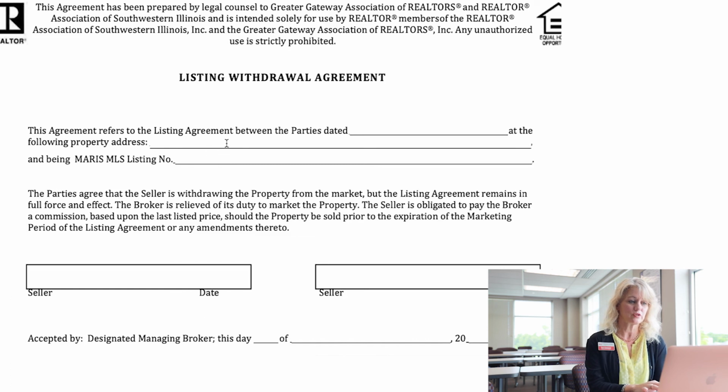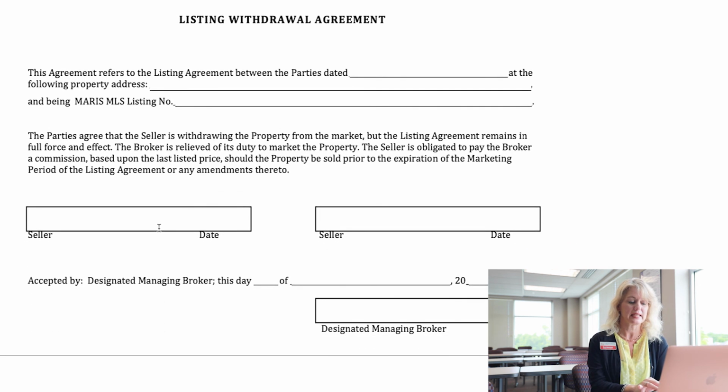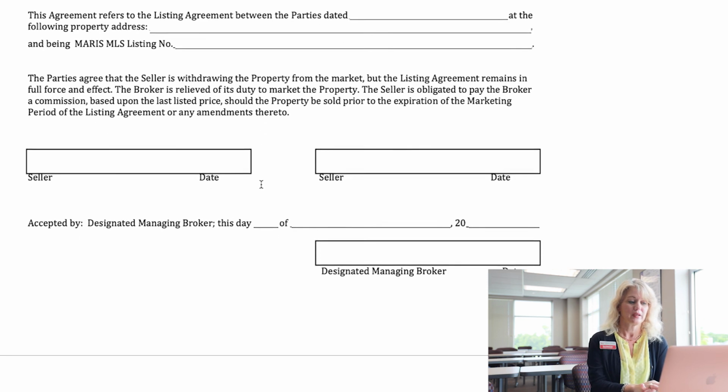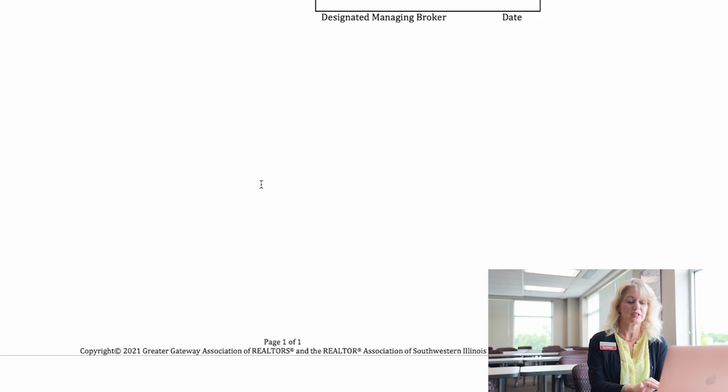So with the listing withdrawal, it's dated, the date the listing was signed, the property address, the Maris MLS listing number, the seller's sign and date, and then I sign as managing broker with the agreement. So again, the seller would be obligated to pay the commission based on the last listed price should the property be sold prior to the expiration of the marketing period, even though it's withdrawn. So that's the difference between the termination and the withdrawal.